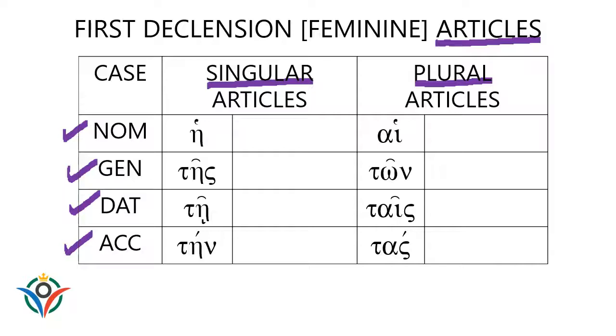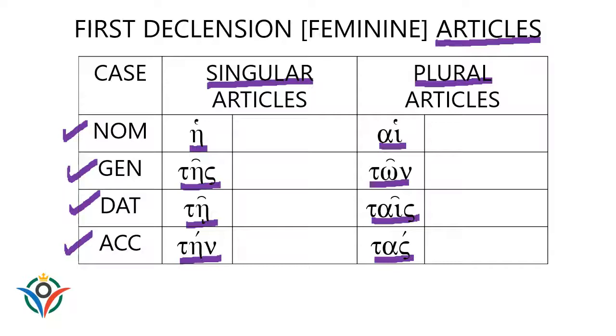The nominative singular is he, with a rough breathing mark. Genitive is teis. Dative, te. Notice the iota subscript there. And the accusative, tein. The nominative plural is hai, with a rough breathing mark. Genitive is ton. Dative is teis. And accusative is tas. So let me say those for you one more time.